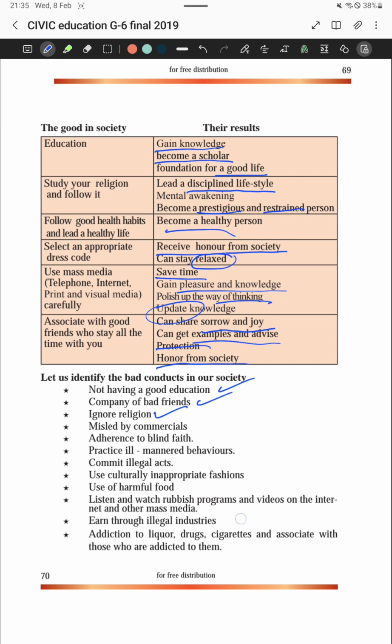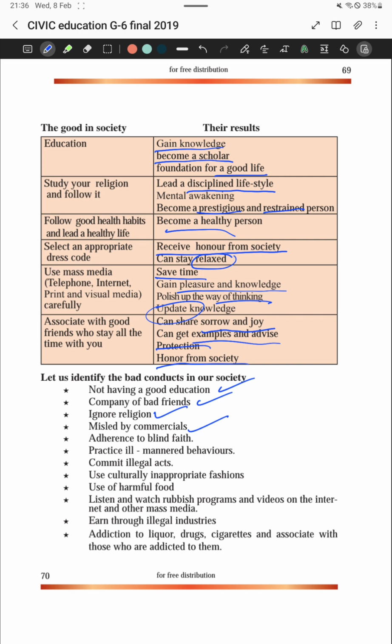And being misled, right? Misled by commercials, right? Especially when you are watching TV, you can see many commercials on your TV. Those are the things that turn your mind negative, or bad. So be careful when you are watching commercials also. And adherence to blind faith, right? Adherence to blind faith means you are trusting something which is not there in the world, right? That is called blind faith adherence.